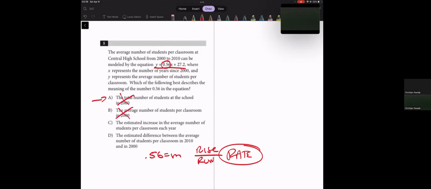The estimated increase, so now we're talking about rate, in the average number of students per classroom each year, that would be 0.56, but let's see what D says. The estimated difference, not subtraction, it's the estimated increase between the average number of students per classroom in 2010. So not this one, it definitely is this one, because of the concept of slope. Slope is a rate. How fast is something increasing or decreasing? Not a difference, and definitely not anything from A or B.